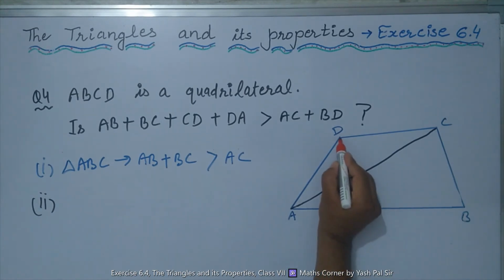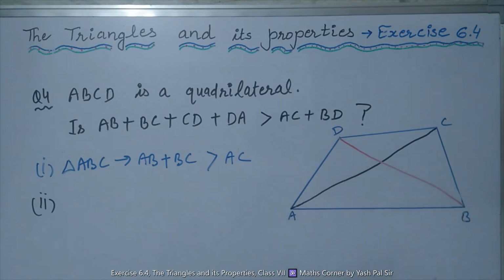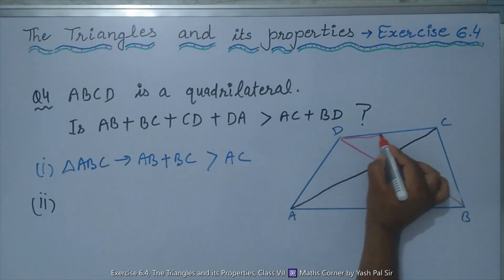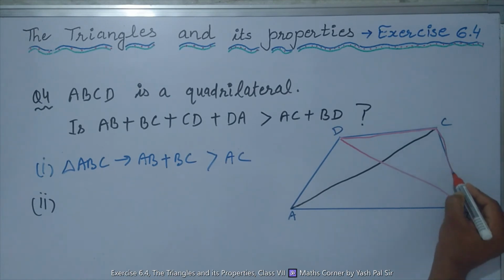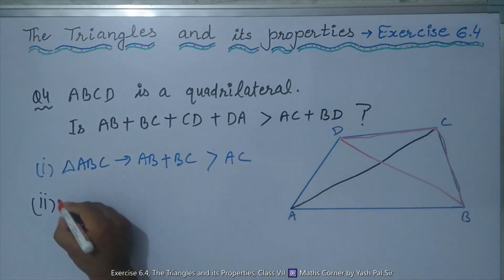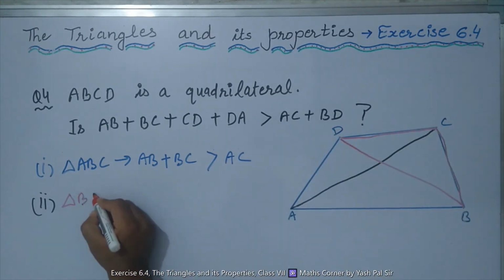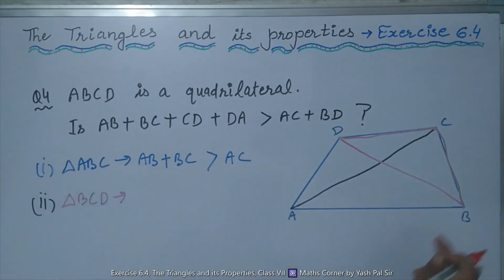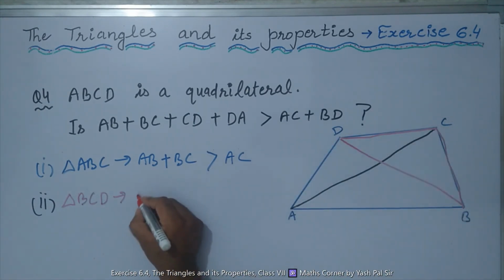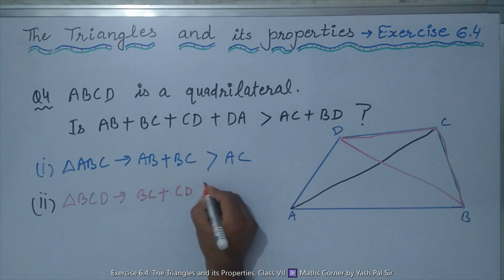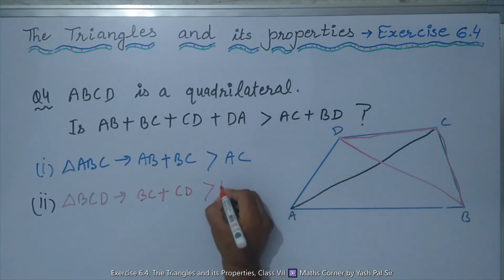So what do we do? We join BD this way, right? So what happens? We take this triangle, triangle BCD. BCD. What does this give us? BC plus CD is greater than BD.